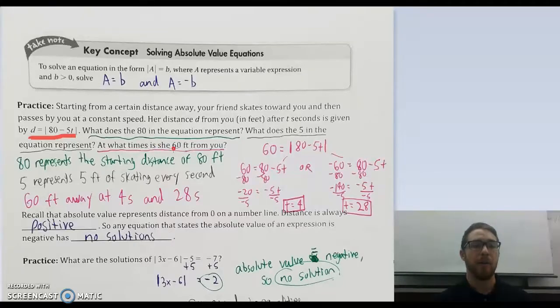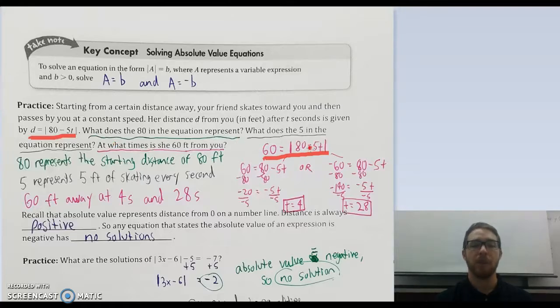So if I want to find out at what time she's 60 feet from you, I'm not plugging in 60 for the time, I'm plugging in 60 for the distance. I don't know 60 seconds, but if I want the distance to be 60, I'm solving this equation: 60 equals the absolute value of 80 minus 5t. So I've taken that equation and I've plugged in the 60 for the distance.